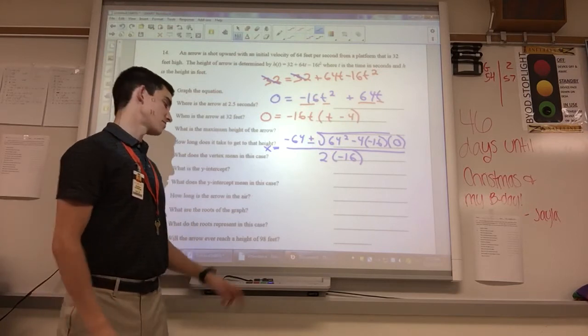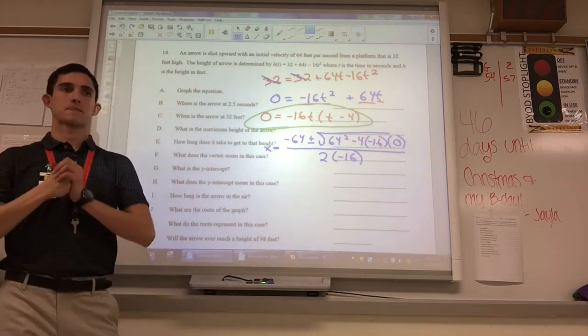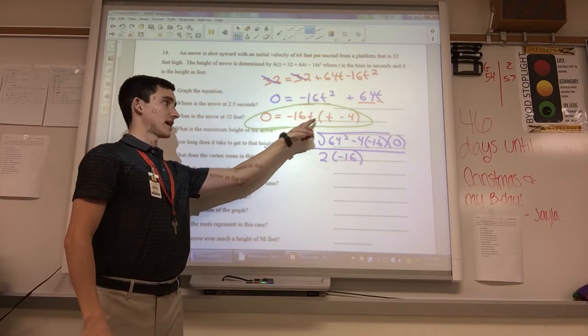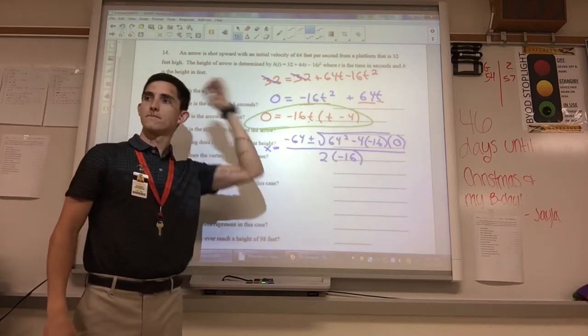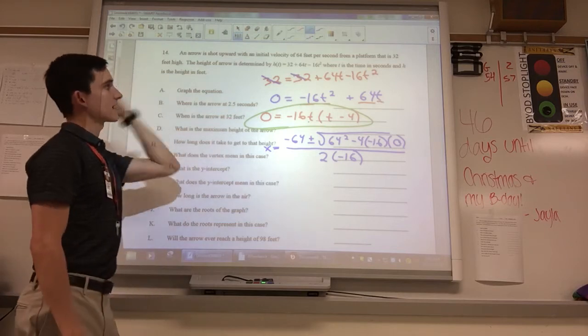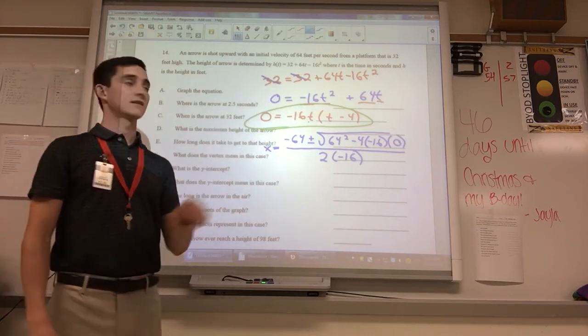And guess what those answers are going to be? Based on this factoring right here, guess what those answers are going to be if you solve it? Anybody have a guess? 0 because of that, and 4. Those are the 2 times that it's at 32 feet, right? The question was, when is the arrow at 32 feet? That's how you solve it.